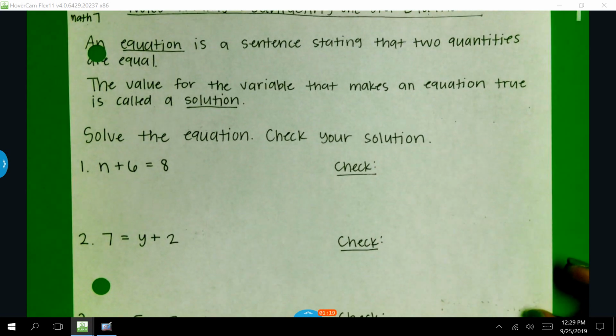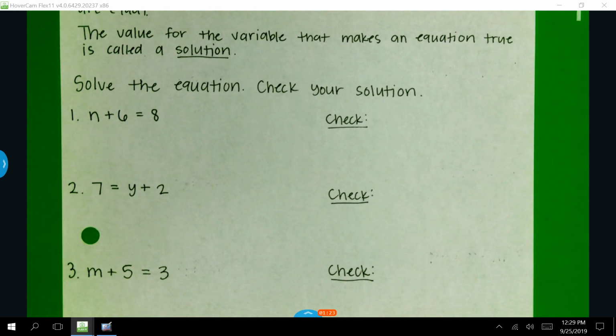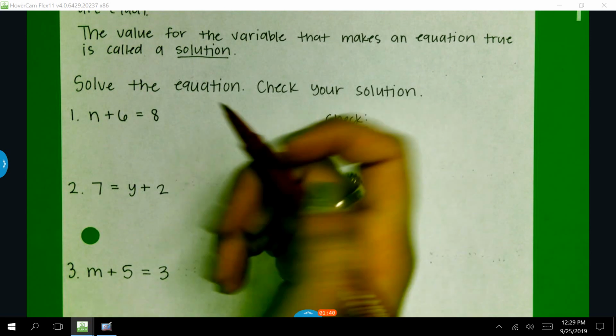First, before we get started, somebody tell me what the inverse of addition is. What does inverse mean again? Opposite. So what is the inverse of addition? Subtraction. What is the inverse of subtraction? Addition. So in order to undo something, you have to do the opposite of it, which would mean do the inverse of it. So we're going to be using those inverses a lot.